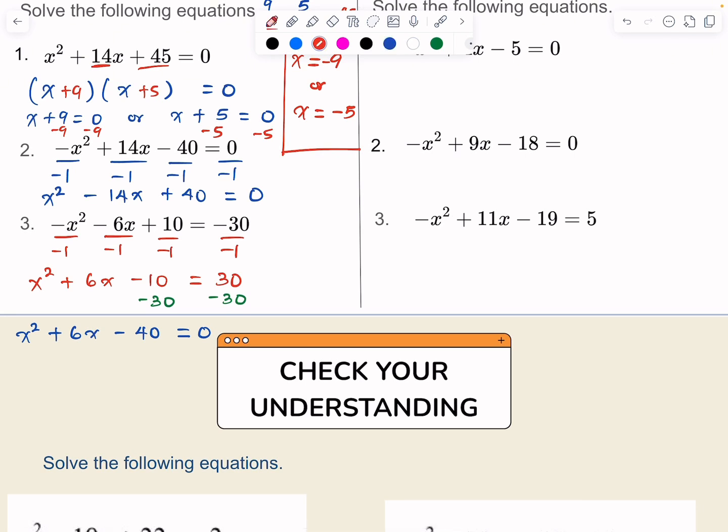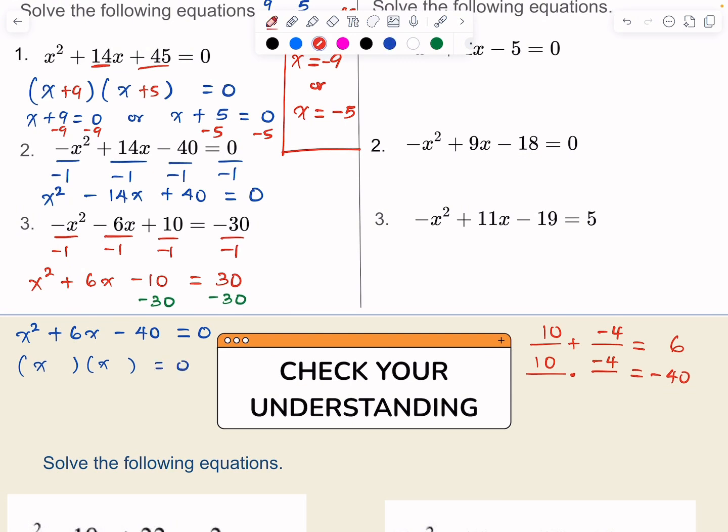The next thing I have to do, I have to find two numbers. If I add them, I should have 6. And then if I multiply the same two numbers, I should have negative 40. And what are those numbers? Those numbers will be positive 10 and negative 4. So in this case, then I have my x like this. I have another x like that is equal to 0.